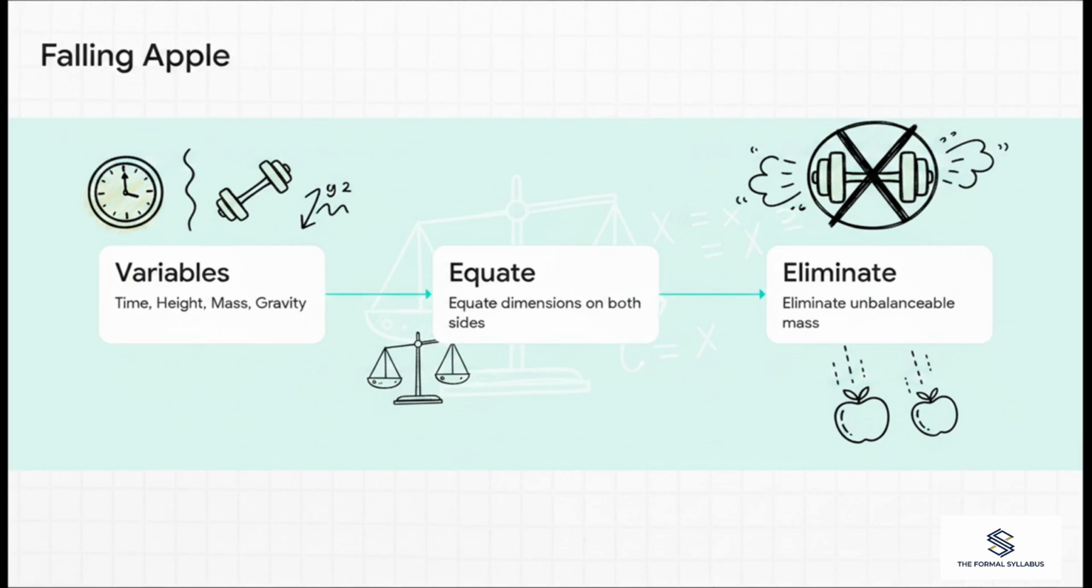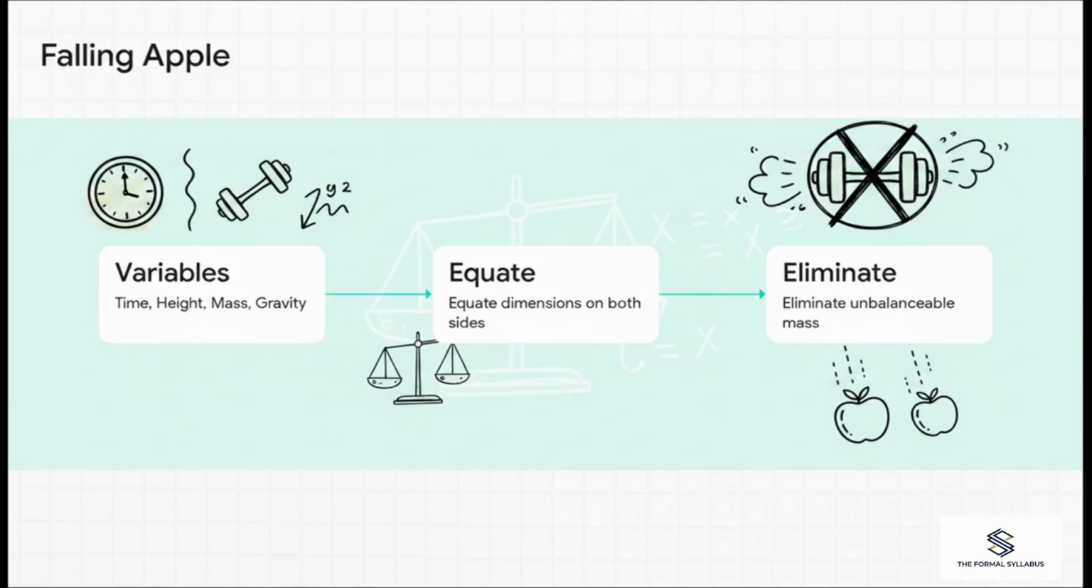All right, here's how we tackle it. Step 1, let's list our variables. We have time, that's T, height, which is a length, so L, mass is m, and the acceleration from gravity, well, that's a length divided by time squared. Okay, step 2. We equate the dimensions on both sides of our theoretical equation. We want time on one side.